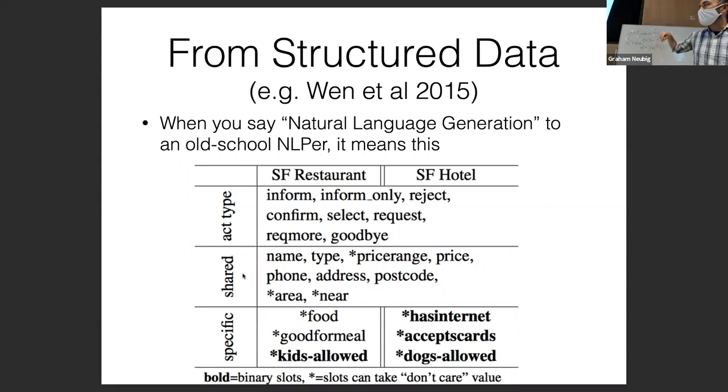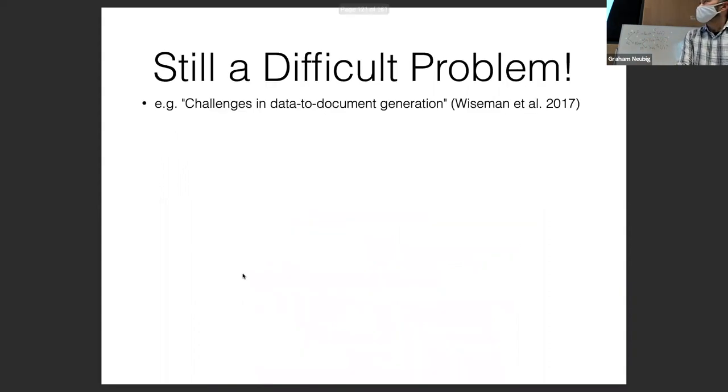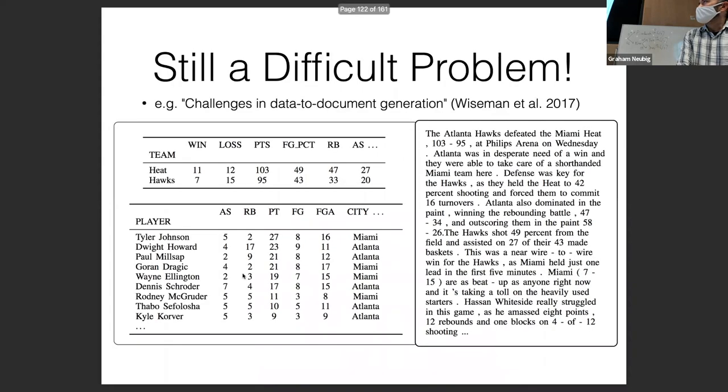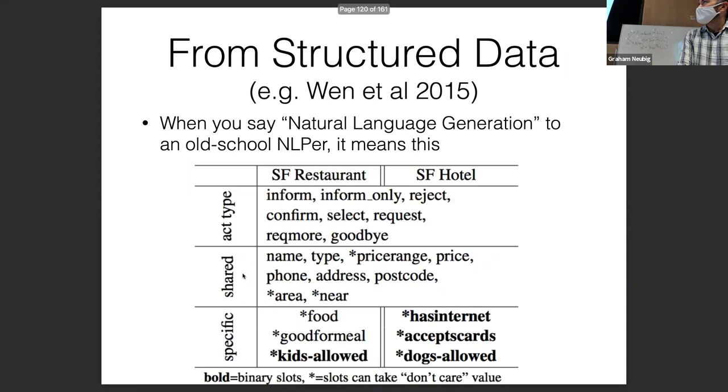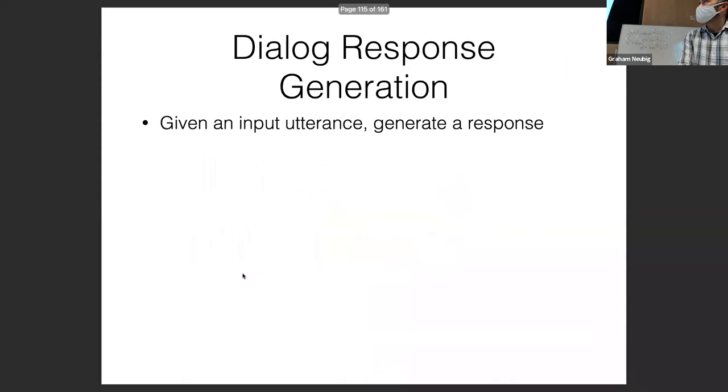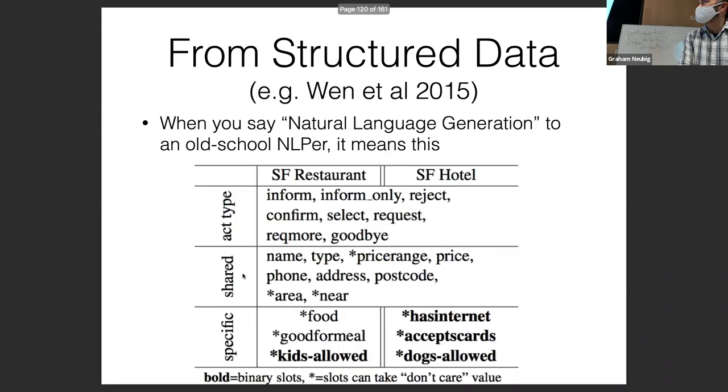And so it might be, I want to inform somebody that the hotel has a price range of X, and you output that in the structured data format, and then it turns that into speech that you could say over the phone, for example. So this is still a difficult problem. Actually, summarization and dialogue response generation and structured data are all difficult problems.